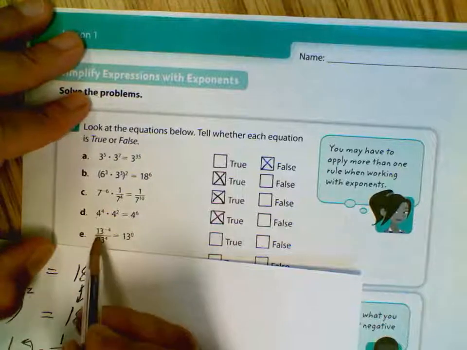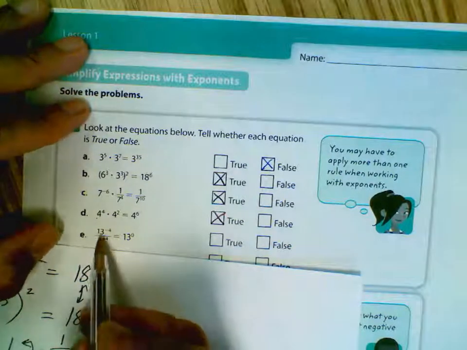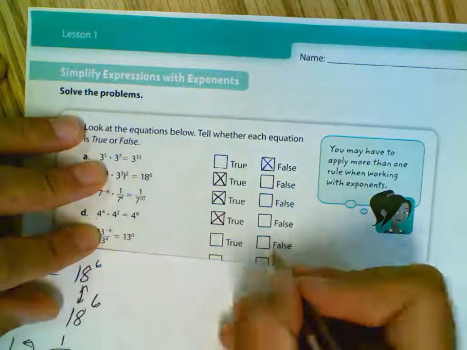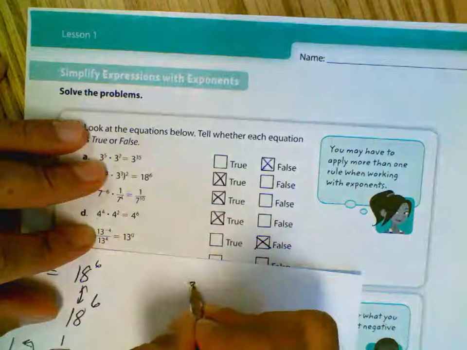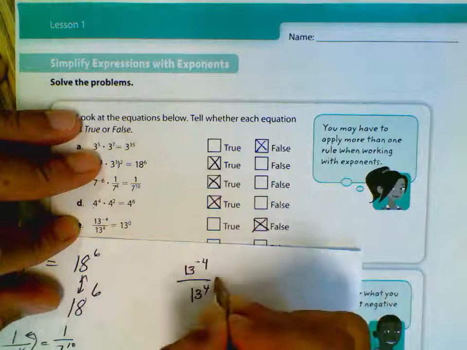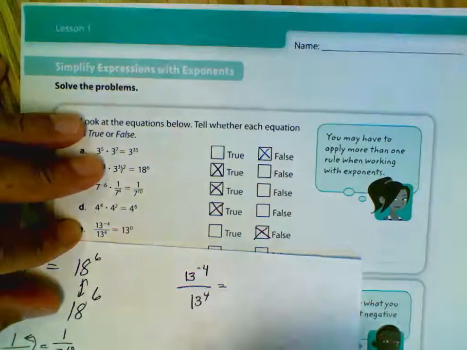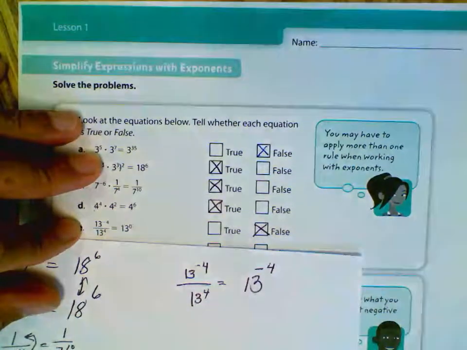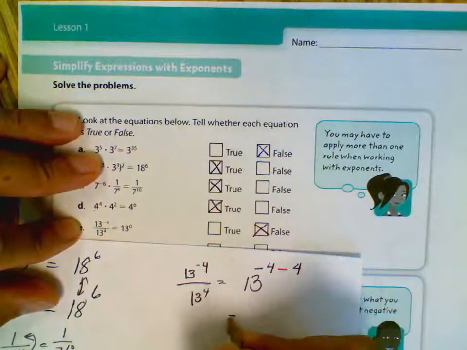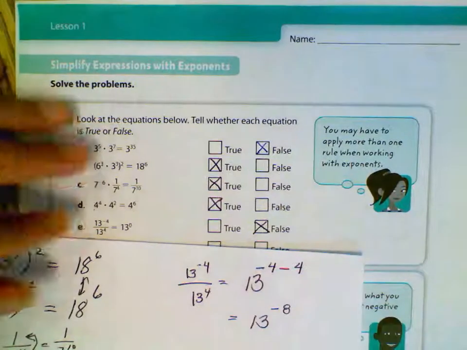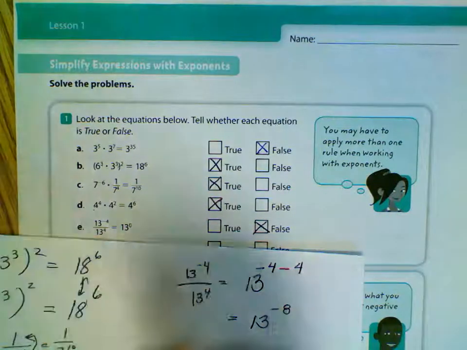We have E, 13 to the negative 4 over 13 to the 4 equals 13 to the 0. That one is not true. It's false. Why? You have 13 to the negative 4 over 13 to the 4. The property that they are trying to use is same base, we subtract the exponent, so negative 4 minus 4. So this equals 13 to the negative 4 minus 4, which is negative 8. So that's the solution. So in this case, it's false.